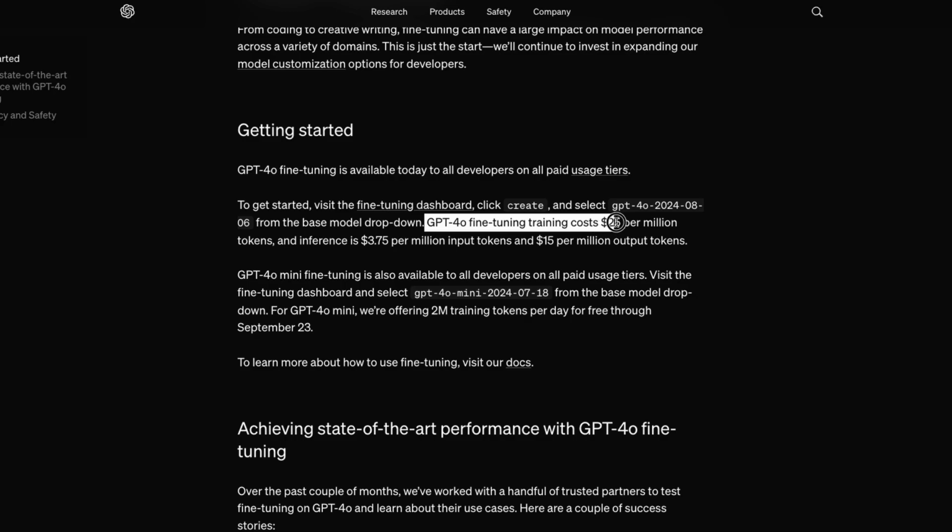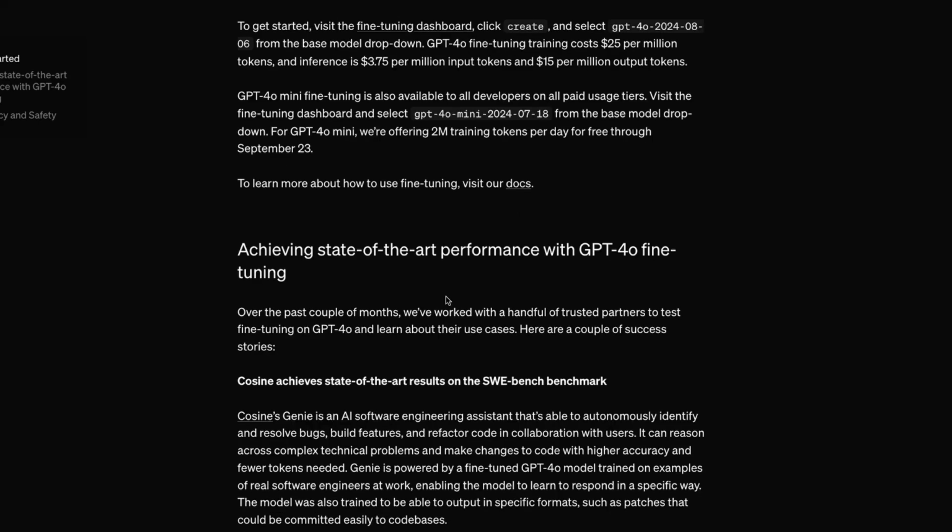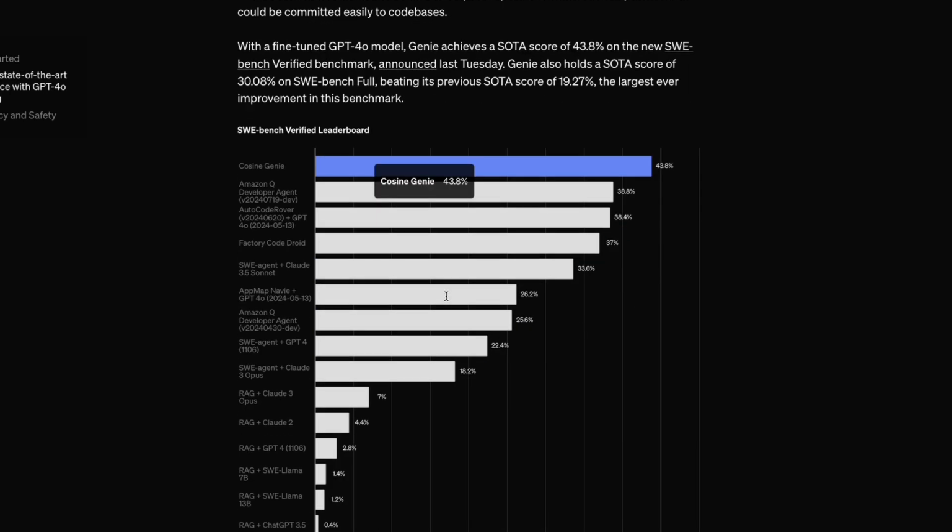So GPT-4o fine-tuning training costs $25 per million tokens. And after you fine-tune, the fine-tuned model that OpenAI is going to host for you has an inference cost of $3.75 per million, so it's like $3, less than $4, for input, and $15 for output tokens. Remember that this is the best model from OpenAI. This is the flagship model from OpenAI. And let me know if you want me to put together a separate fine-tuning tutorial.